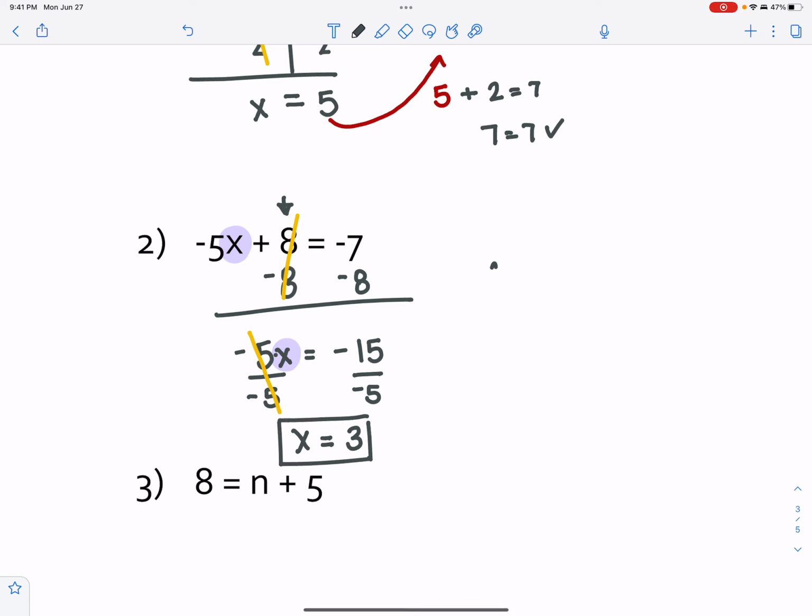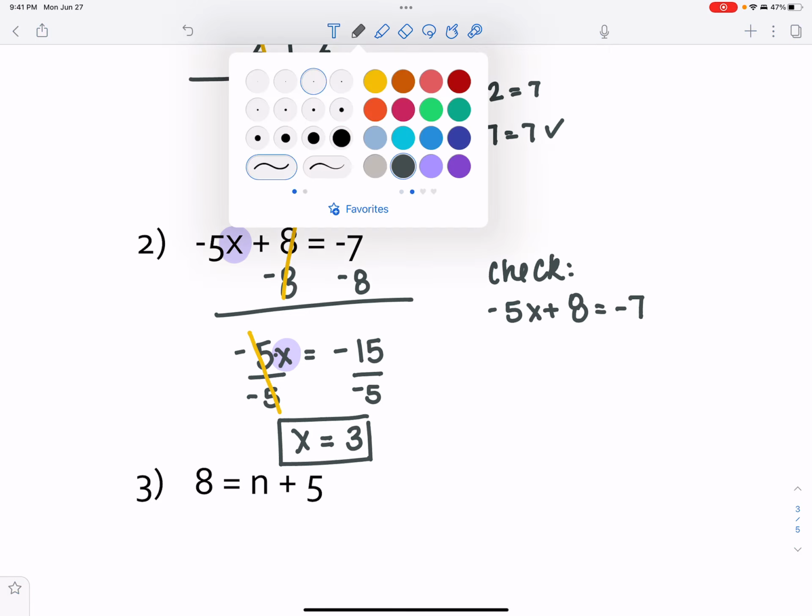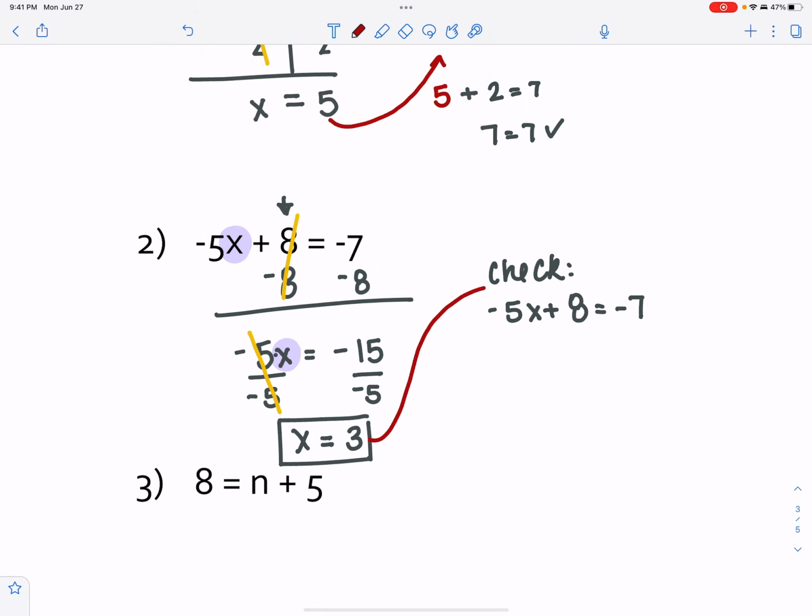Again, I can check these by plugging my answer into the original equation. So where there was an x, I'm going to replace it with a 3. I've got negative 5 times 3 plus 8. Does that equal negative 7? Well, negative 5 times 3 gives me negative 15, plus 8 does give me negative 7. So I know I got that correct.